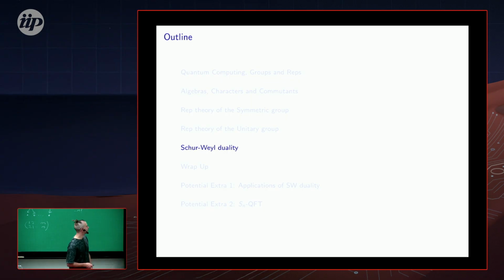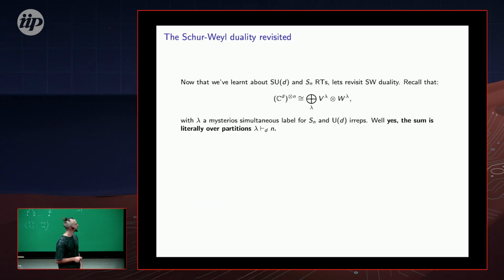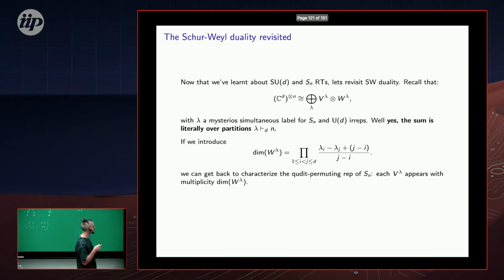And yeah, we made it to the wrap up. This is the last slide. We now revisit Schur-Weil duality. We learned the representation theory of SU(D) and S_N, partitions label irreps of both, and this mysterious label that I had here is just now the sum over partitions of length d of n.